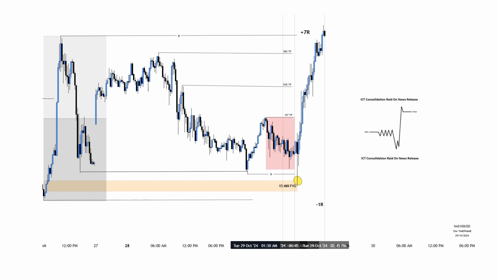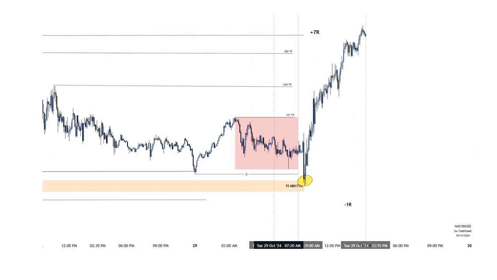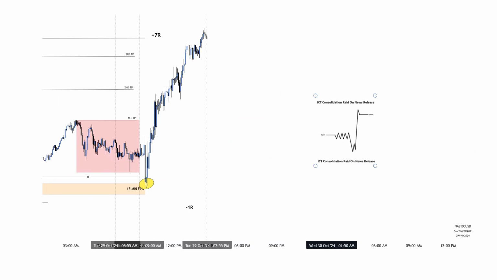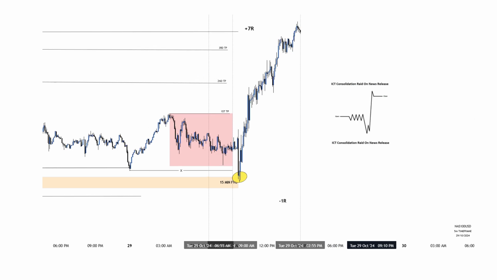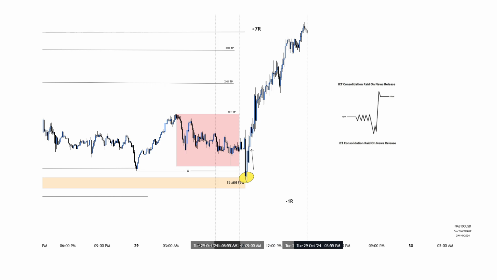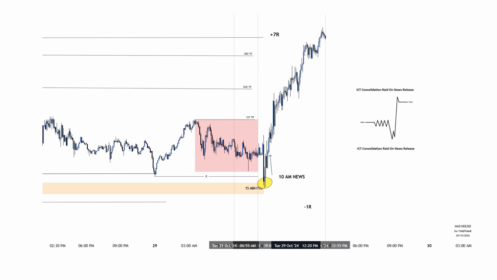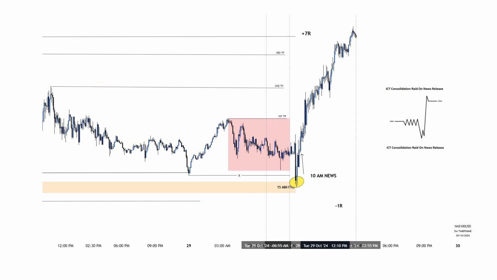As you can see, price had rallied higher, and then on the 5-minute time frames you can see price has been consolidating, just like the concept. It's an ICT consolidation on news release. We had 10 a.m. news this day right here. Right after the news release, you can see how price violently started attacking old highs and rallying higher to clear all these old highs.